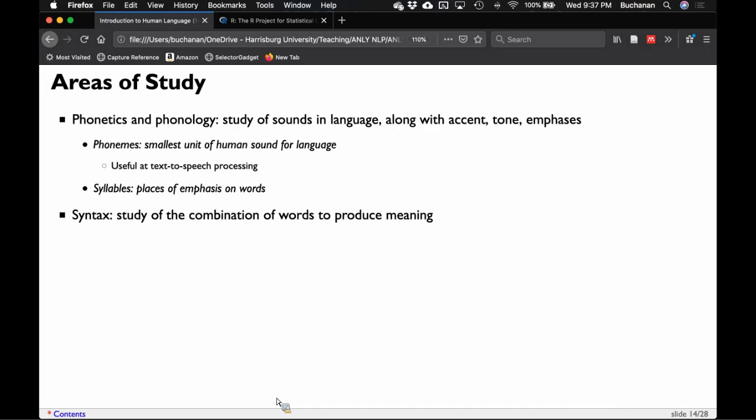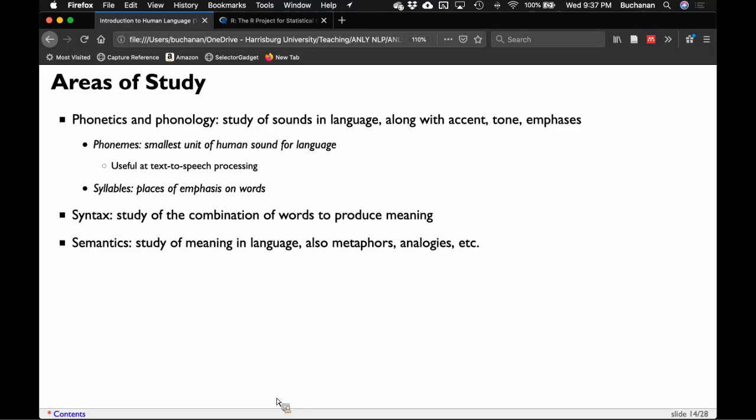Then I might study syntax, which is the combination of words. So if I'm writing an AI model that is a chatbot or a help desk automated system, how do I get it to talk back in a way that people understand?